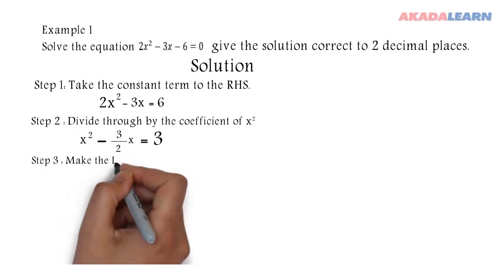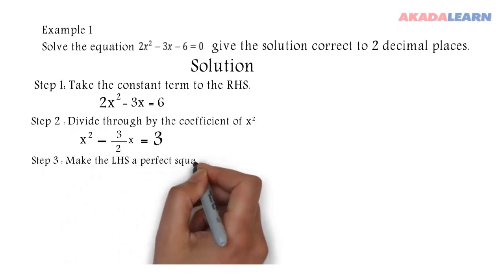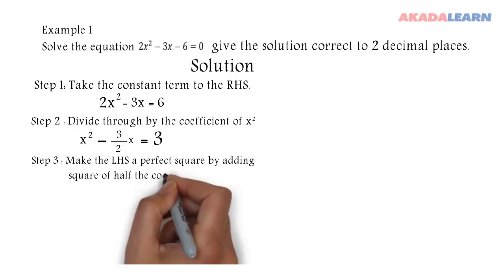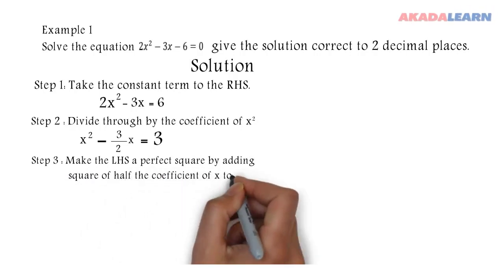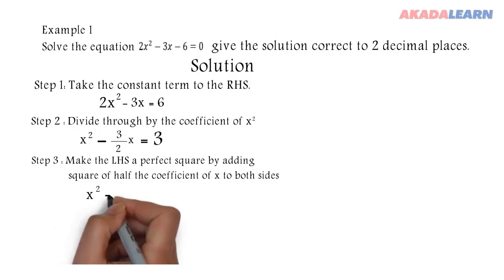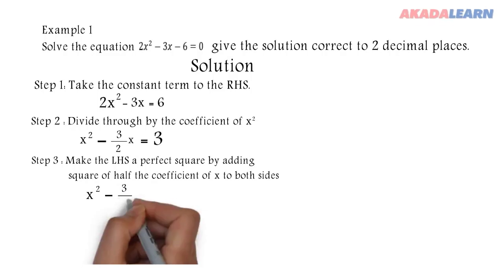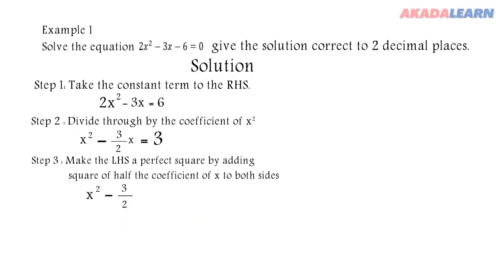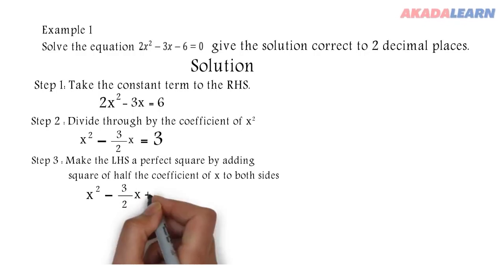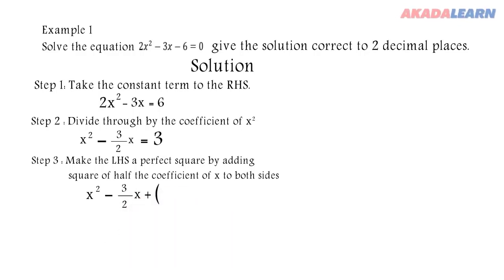Now the next step is that we are going to make the left hand side a perfect square. How are we going to do that? We'll do that by adding the square of half the coefficient of x to both sides of the equation. Now the coefficient of x there is minus 3 over 2. So half of minus 3 over 2 is minus 3 over 4. So we are going to add the square of minus 3 over 4, and we'll add it to both sides of the equation.